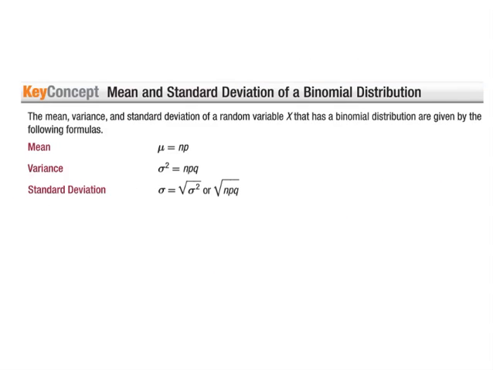Okay. Mean and standard deviation of a binomial distribution. The mean, variance, and standard deviation of a random variable are given as follows. So I need you to go ahead and write those down. The mean equals n times p, the variance equals n times p times q, and the standard deviation equals the square root of the variance, or the square root of n p q.